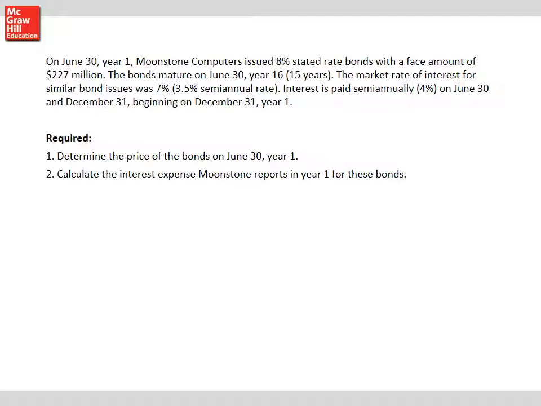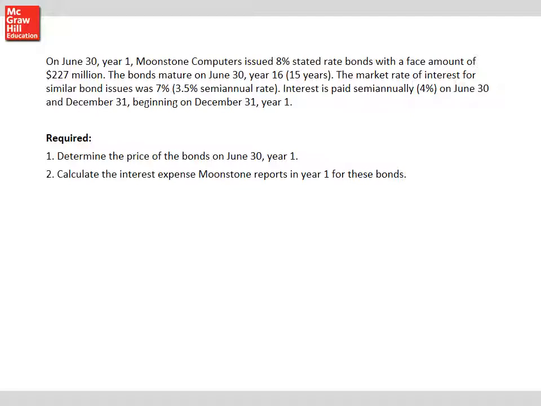Companies develop bonds and decide to sell bonds a couple months before they even sell them. So they try to predict the interest rate that will be in the market at the time they decide to sell the bonds. This company thought it would be 8% when it actually came in at 7%. Now, people in the market are going to react to that interest rate difference. They're either going to pay more than $227 million or they're going to pay less.